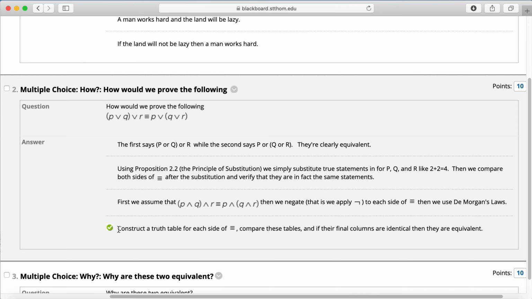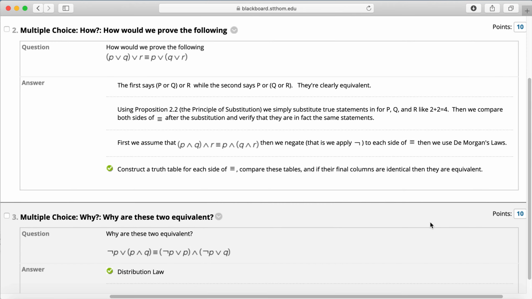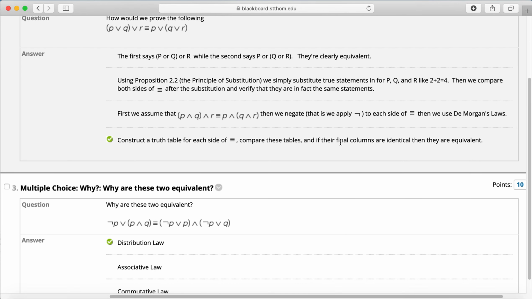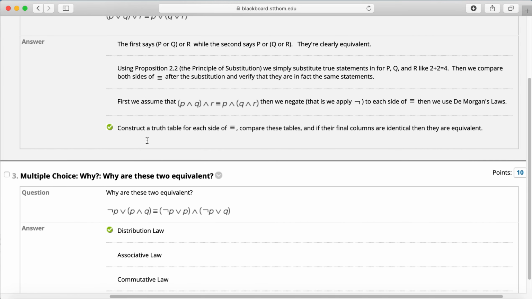But the answer was just construct a truth table, compare these tables. If the final columns are identical, they're equivalent. And that's exactly what we did. We did it as a single table, but you could just as well do it as two tables. And that's what I mean by final column.